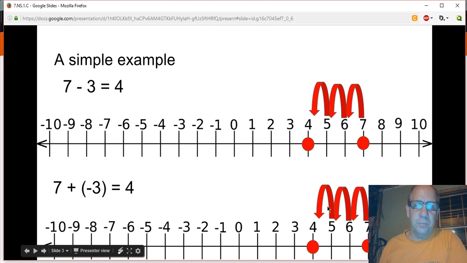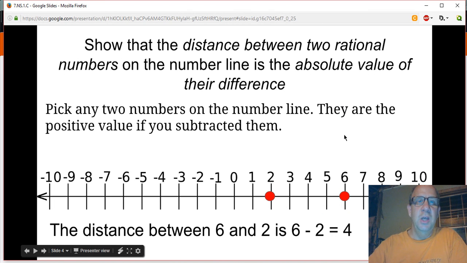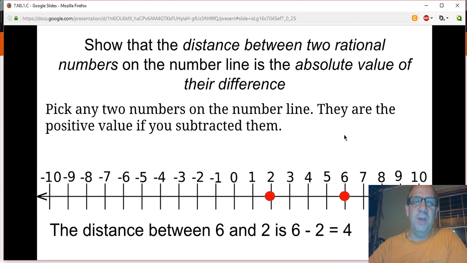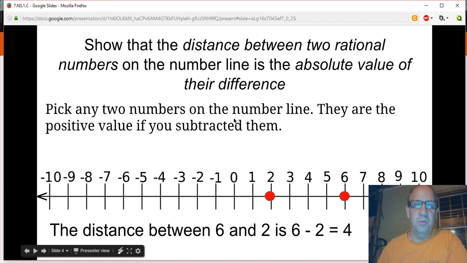The second part says, show that the distance between two rational numbers on the number line is the absolute value of their difference. There's a couple of important parts. You have two numbers and the absolute value of their difference. So difference means subtract. You pick any two numbers on a number line, and the absolute value is the positive value of their difference. So if I pick 6 and 2, I just subtract 6 minus 2, and I get 4.